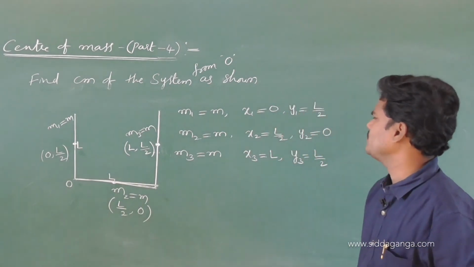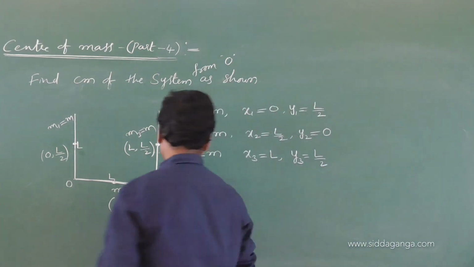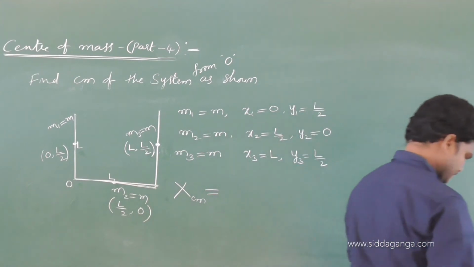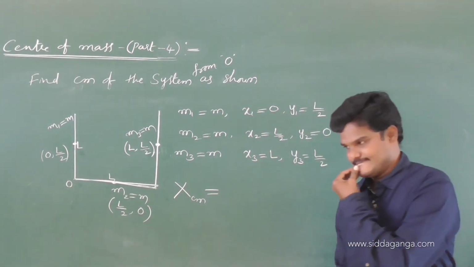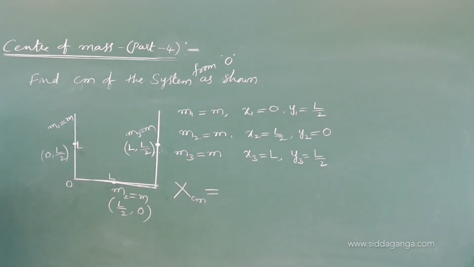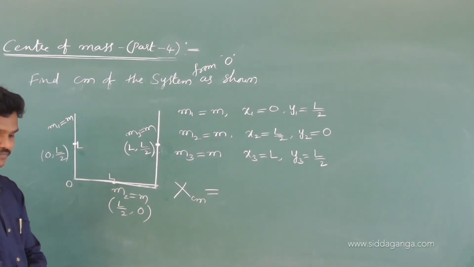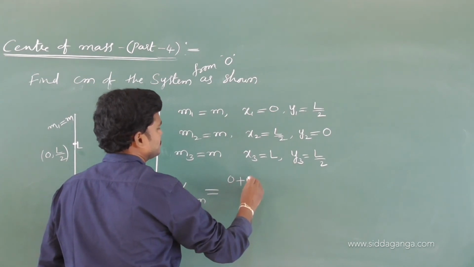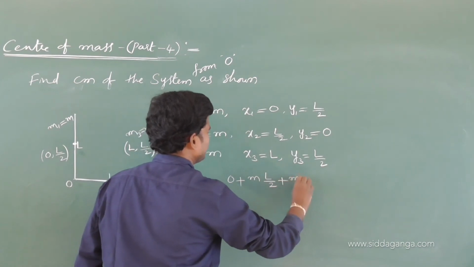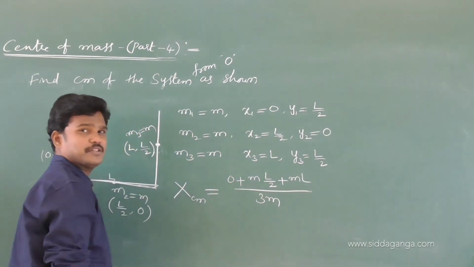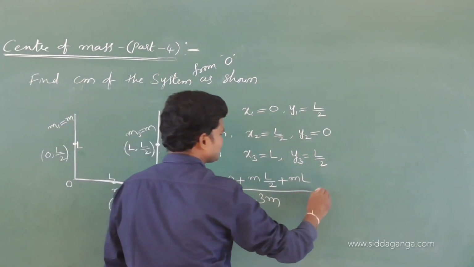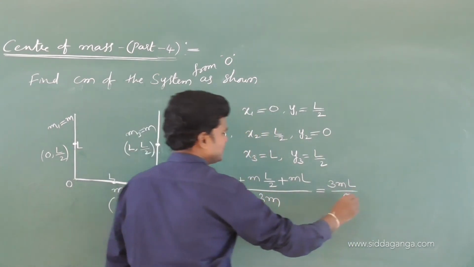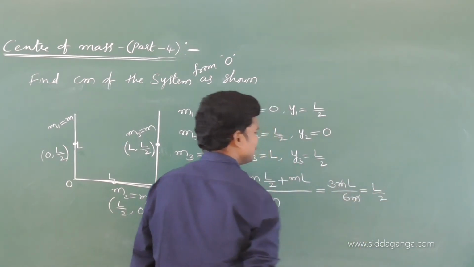Once we know x1, y1, x2, y2, x3, y3, then we can find xcm, ycm in an easy way. Let us get xcm. Try to solve xcm, ycm. xcm is m1 x1, which is 0, plus m2 x2, m into L by 2, plus m3 x3, m into L, divided by 3m. So this is 2, how much is it now? 2 by 3, m L by 6, 2 3s are 6, 6m. How much is it now? L by 2. I got xcm as L by 2.